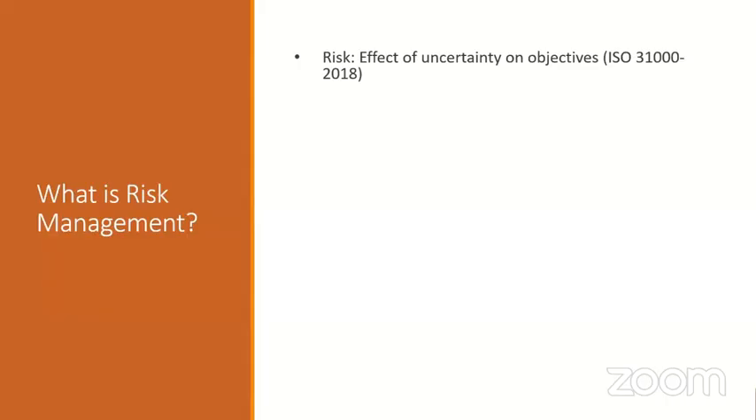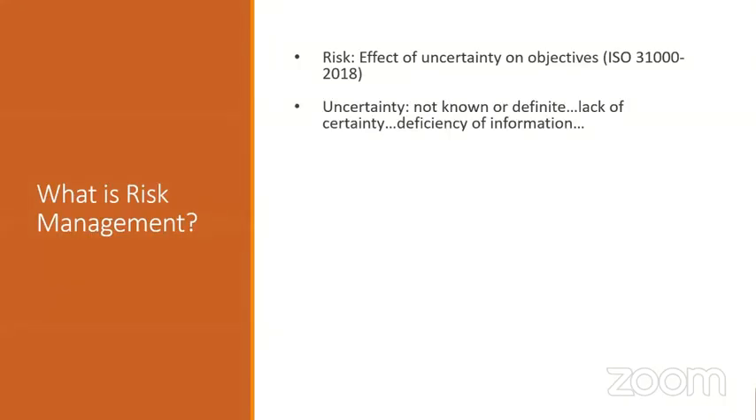And I want to break this down for you just a little bit, unpack it so we can understand it even more clearly. So let's take a look at that word uncertainty. The definition of uncertainty, and this is not the metrological definition, but the regular definition, is a deficiency of information or a lack of certainty, a lack of information essentially. So if we were to just substitute uncertainty with a lack of information, the effect of a lack of information on objectives becomes even more clear.